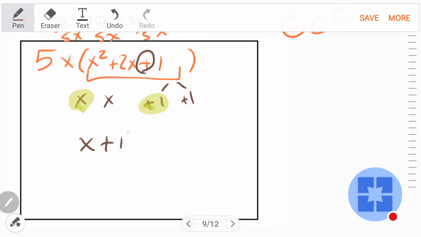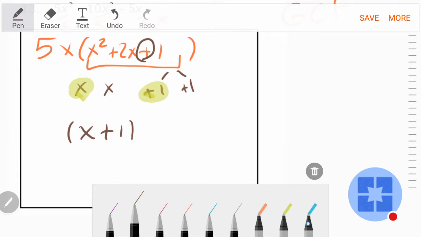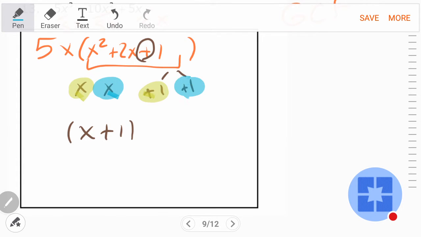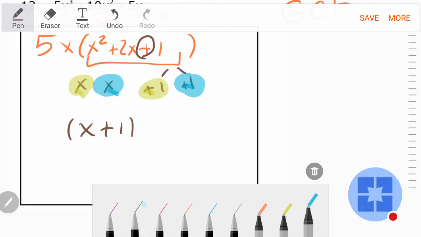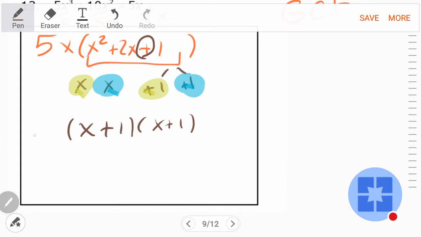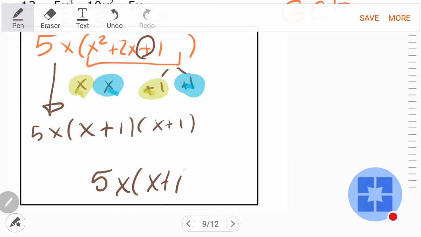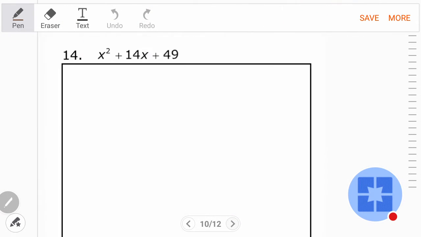So x plus 1. Then we pull out this x with this other factor, so we get x plus 1 again. And then we bring down the GCF of 5x. So my final answer is 5x times x plus 1 squared. Okay, if you didn't remember to do that, I would also have accepted that answer.